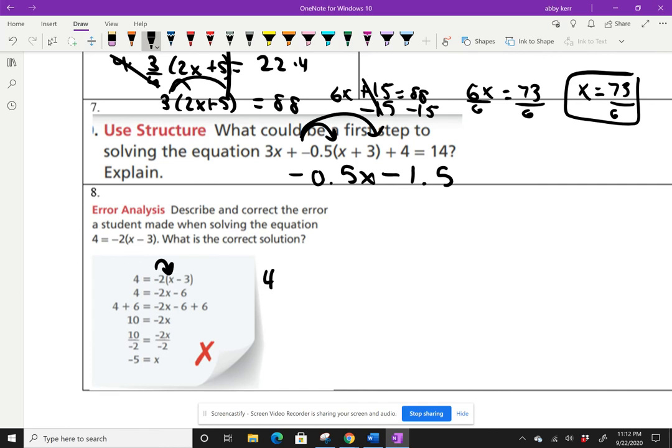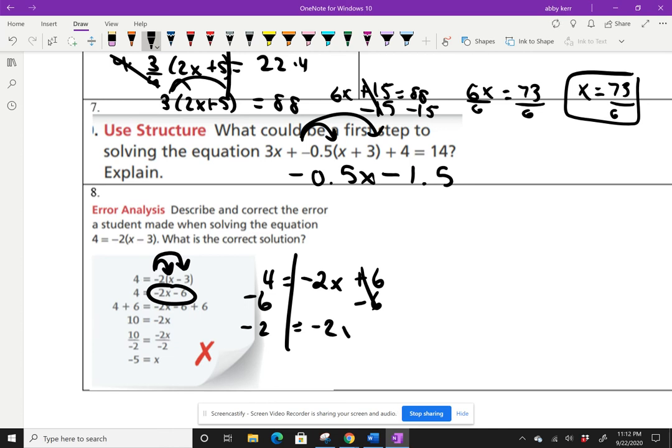negative 2 times x is negative 2x. And then negative 2 times negative 3 is actually a positive 6. So right here is the error. So then you would just want to solve it. So this would be negative 2, divide by negative 2, and then we would get x equals a positive 1. So that would be the error for number 8.